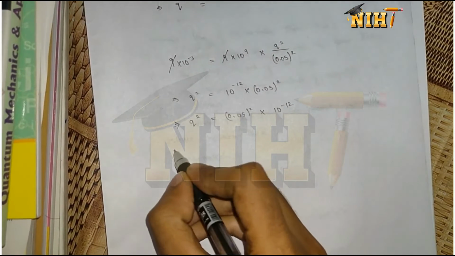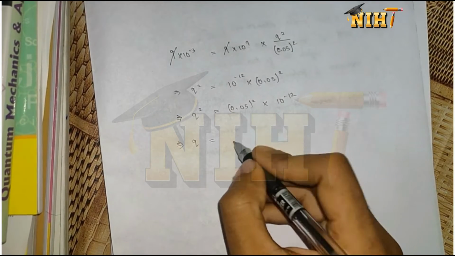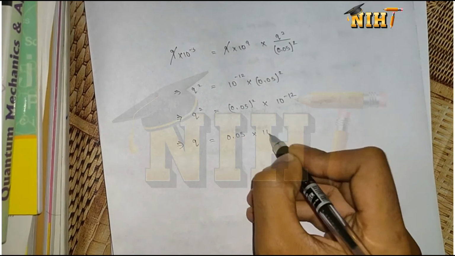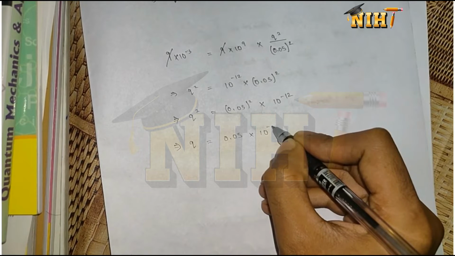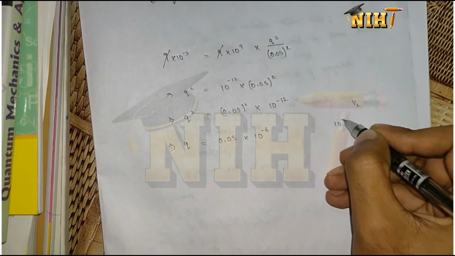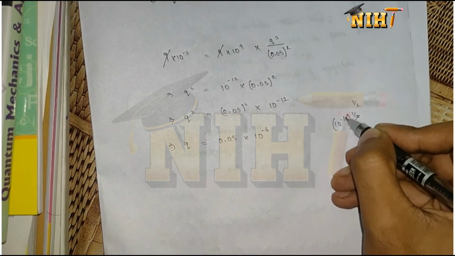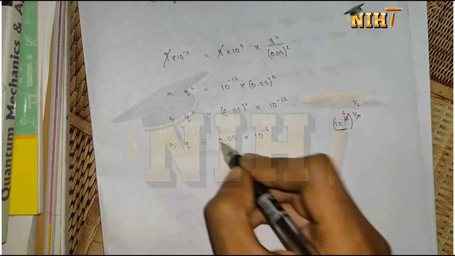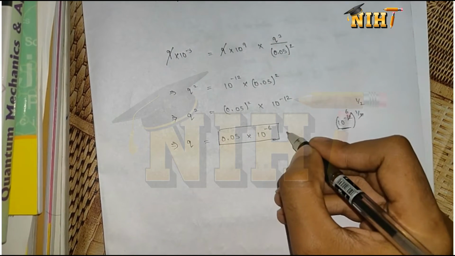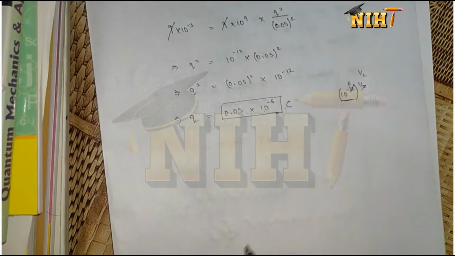Removing the square sign, we just take the square root. The square root of 0.05 squared is 0.05, and 10 to the power minus 12 becomes 10 to the power minus 6. As you know, square root is nothing but to the power 1 by 2, so 10 to the power minus 12 into 1 by 2 gives 10 to the minus 6. So this is the value of our charge, and we take charge in coulombs. So we have q equals 0.05 into 10 to the minus 6 coulomb. This is our value of charge.